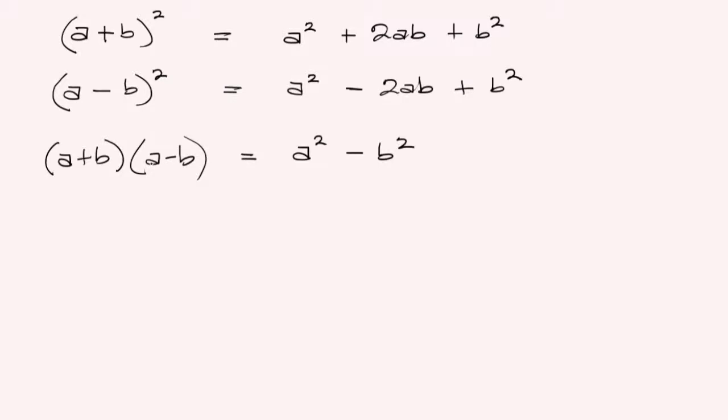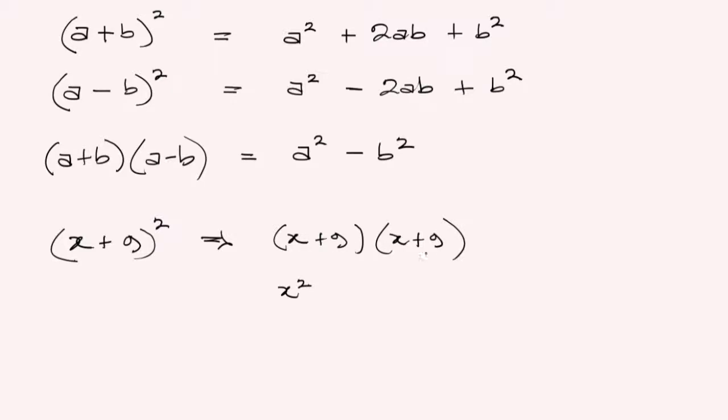If we're given an example such as x plus 9 squared, we can solve this two ways. We can either go through the long route of saying x plus 9 multiplied by x plus 9, and then we'll go through x multiplied by x is equal to x squared, x multiplied by 9 is equal to 9x, 9 multiplied by x is equal to 9x, and then 9 multiplied by 9 is equal to 81, and then this is going to be equal to x squared, 9x plus 9x is equal to 18x, plus 81.